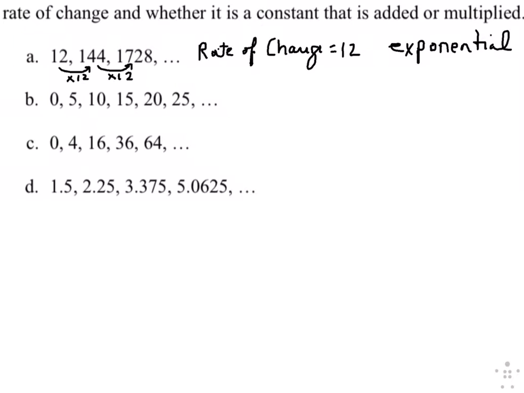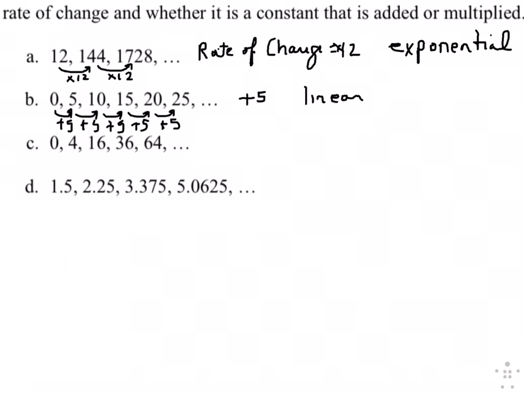Okay, the next one, I can quickly see that we're adding 5, right, and you have to verify that you're adding 5 across every term, which we are, right? So therefore, the rate of change, I'm not going to write rate of change every time. The rate of change up here was times 12. The rate of change here is plus 5, and it's arithmetic, or in this case, they asked us linear or exponential, so it's linear.